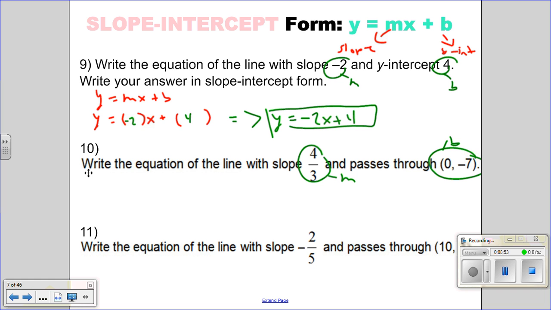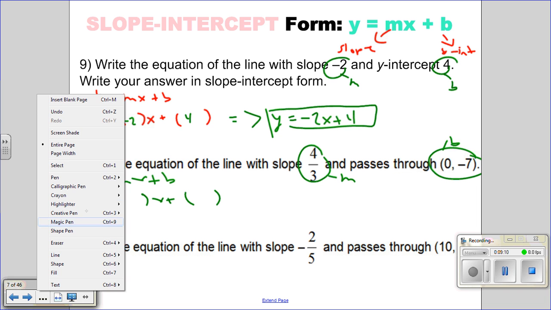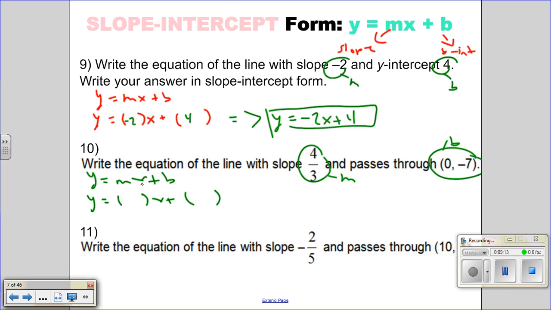So write down the format, y equals mx plus b. Fill out the skeleton, and then insert the values where they belong. Our slope, or our m, is 4 over 3. Our b is negative 7. You only need the y value. That's it. And now write the equation nice and neat. So it would be y equals 4 over 3x minus 7 as a final answer.